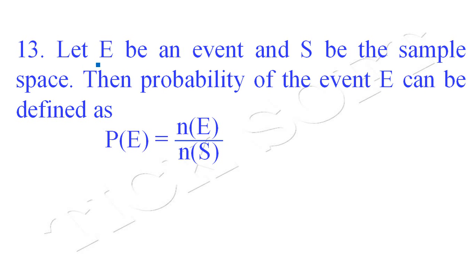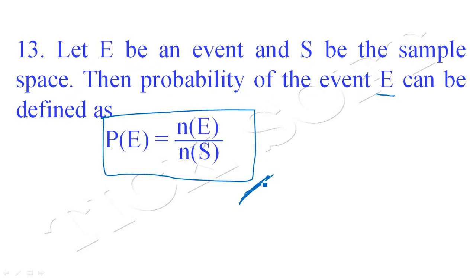Important formula. Let E be an event and S be the sample space. The probability of the event E can be defined as P(E) = n(E) / n(S). This is the formula for finding the probability. This formula is very essential to find the probability. Whenever we want to find the probability, we have to use only this formula, that is P(E) = n(E) / n(S).